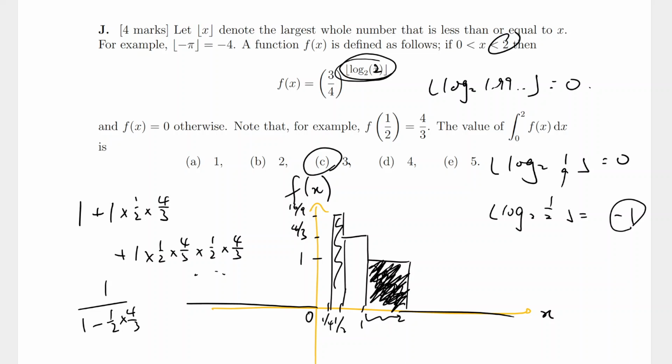Once you get the picture in your head and you can sketch it, then you'll be good. I think the most confusing thing might be the floor, and then you still have to deal with logs inside. That might be daunting. But just draw the picture and you'll be good. And it becomes a sum to infinity, which is lovely.